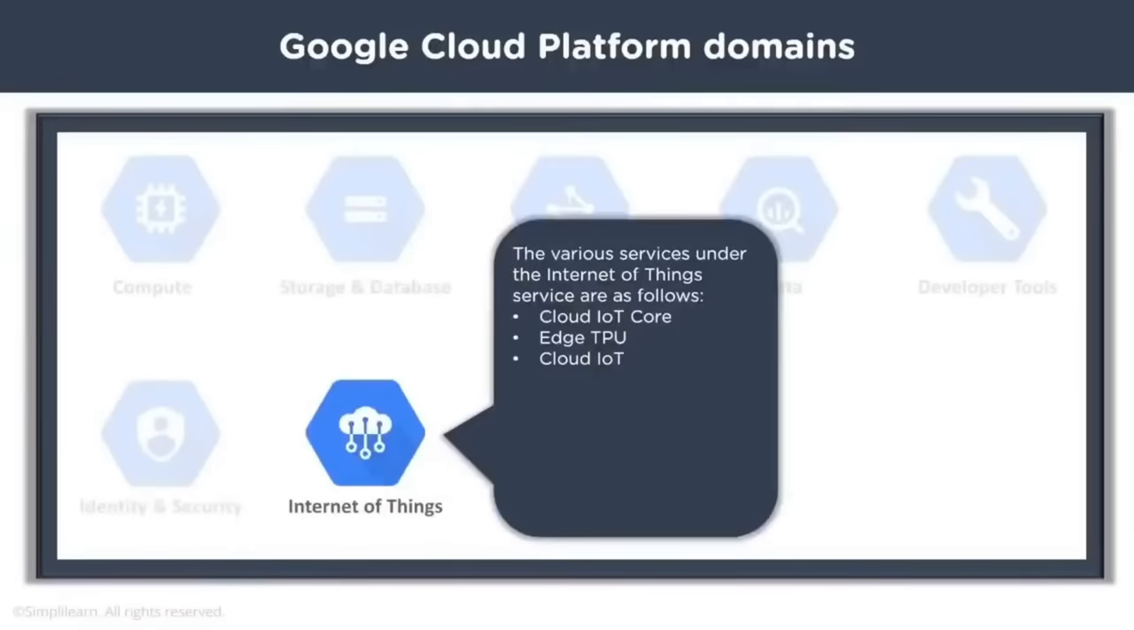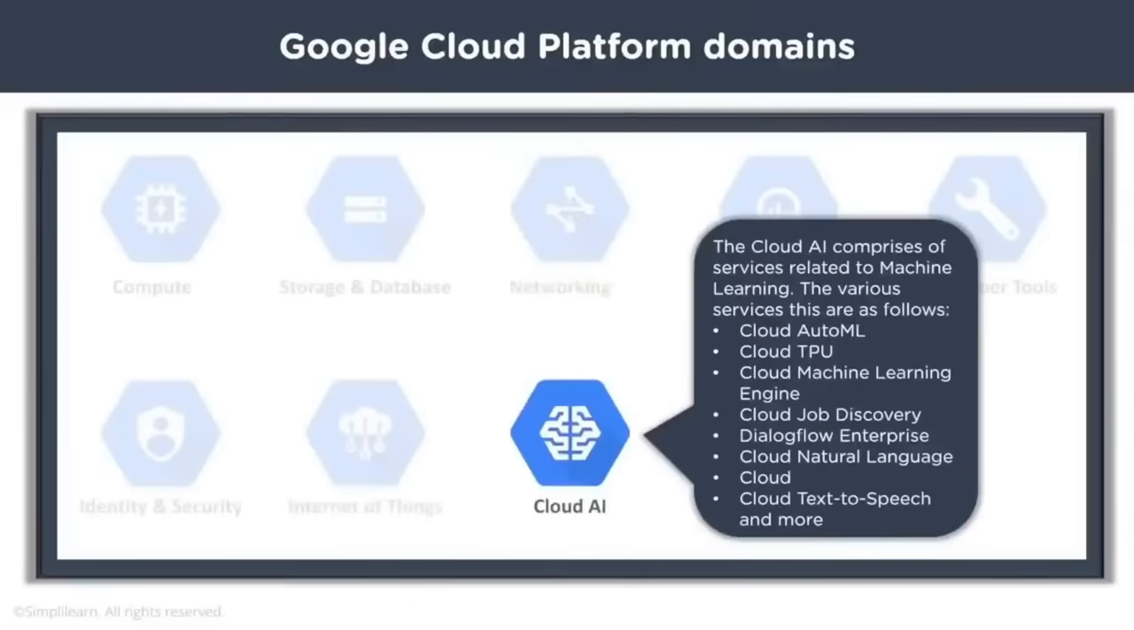You also have cloud services which are related to Internet of Things. So very much would be used by organizations who would be working on IoT devices or the data generated by these devices. Various services here are Cloud IoT Core, Edge TPU, and Cloud IoT. Also, when we talk about Cloud AI, that is artificial intelligence, this comprises services related to machine learning and much more. So you have Cloud AutoML, Cloud TPU, Cloud Machine Learning Engine, Job Discovery, Dialogflow Enterprise, Natural Language Cloud, Text to Speech, and much more.